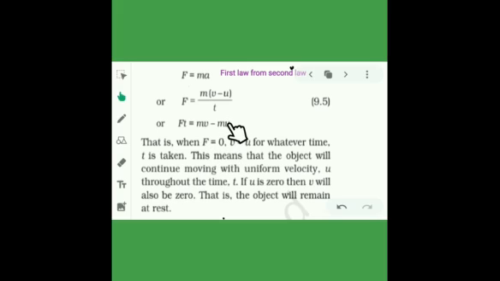That means the initial velocity is equal to the final velocity. You know the first law. What is the first law? A body continues its state of rest in the absence of external force. That means when the body is in motion, it continues its state of motion, and when the body is at rest, it continues its state of rest. So we got the first law from the second law.